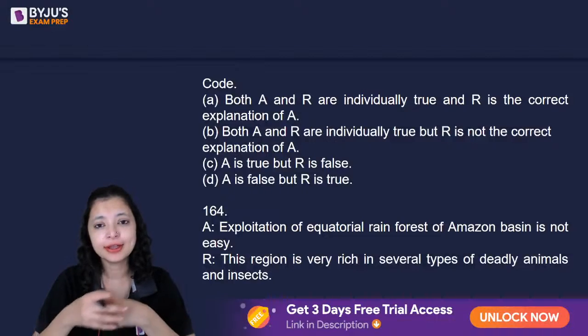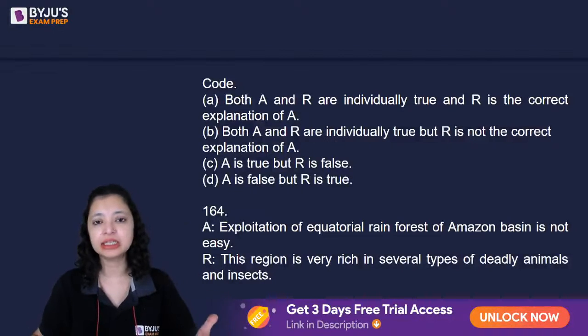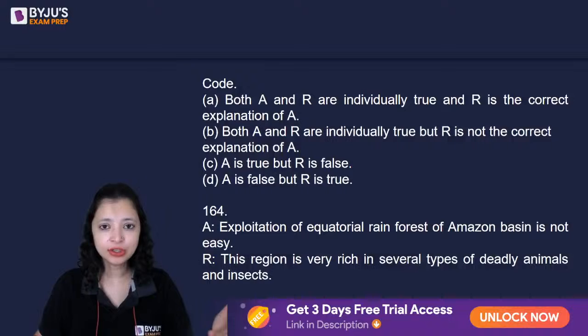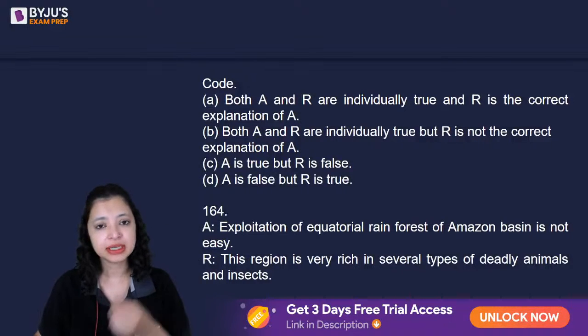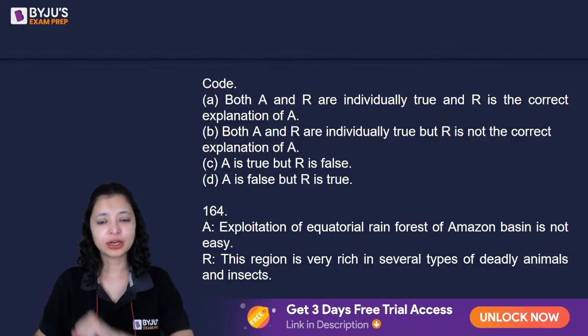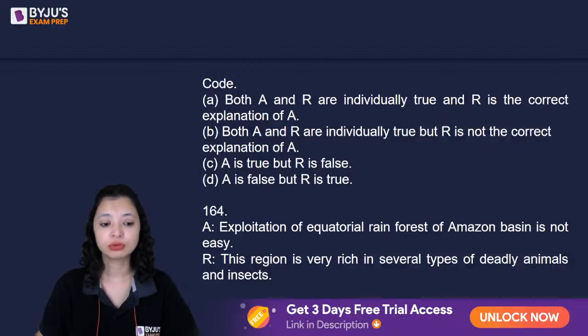तो अंदर जाके उसका exploitation करना कि क्या क्या variety है अंदर, can I use any of it for commercial purpose? It's very difficult. The reason not being deadly animals and insects, the reason being density. Priya, you're right, it's B. Both are true. But R does not correctly explain A.